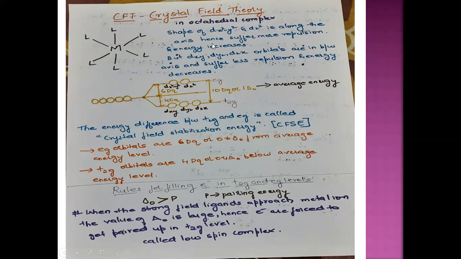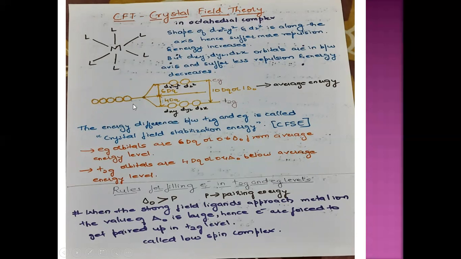But when the ligand approaches, when a coordination compound is formed, what happens? The ligand starts approaching the central metal atom. In octahedral complexes, the ligand approaches along the axis. Which are the axes here? X axis and Y axis. You know that dxy, dyz and dzx lie in between the x and y axis, whereas dx square minus y square and dz square lie on the axis.